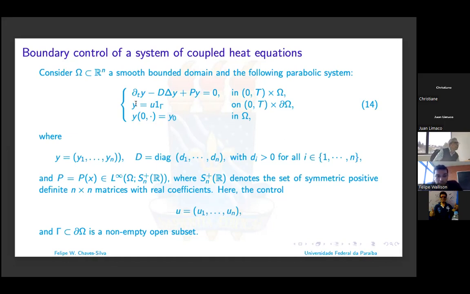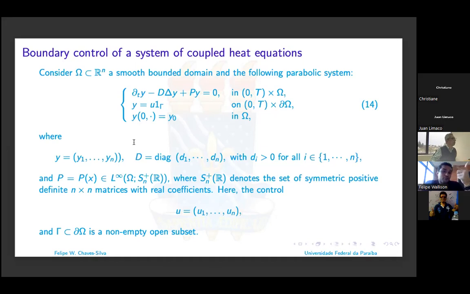And I have a control acting on a part of the boundary here. Okay, of course the control has n components. And we ask the same question. Is it possible to control the system with a switching strategy? Well, we need to check first the conditions of the theorem. But there is a really nice application, or not application, but something that I want to call your attention to, which is the following fact. Imagine that you have two heat equations, okay? A coupled system of two heat equations.